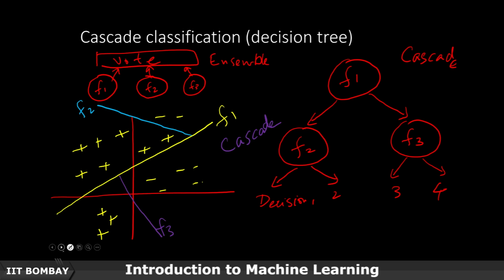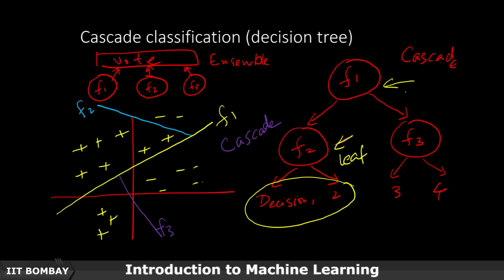So now it's basically called a tree in the sense that these are called leaf nodes. What is a leaf node? At the end of the leaf node you will get a decision. Okay, and the nodes that are not the leaf nodes, they are called internal nodes.